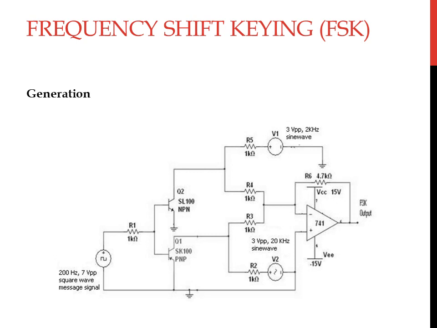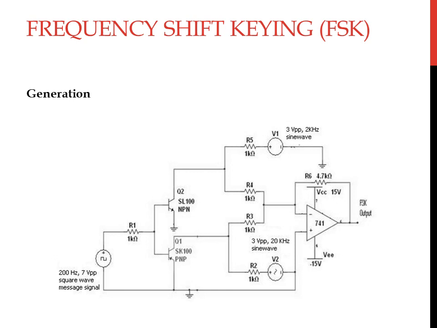The following is the circuit which makes use of two carrier signals of the same amplitude, 3 volt peak to peak, with different frequencies, wherein voltage V1 has a frequency of 2 kHz and voltage V2 has a frequency of 20 kHz. This circuit makes use of two transistors, an NPN transistor and a PNP transistor.